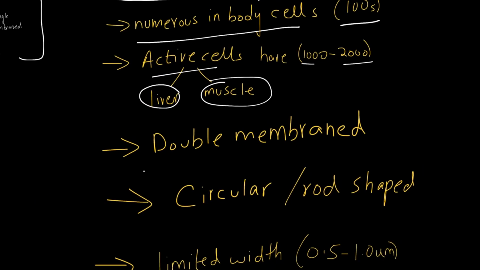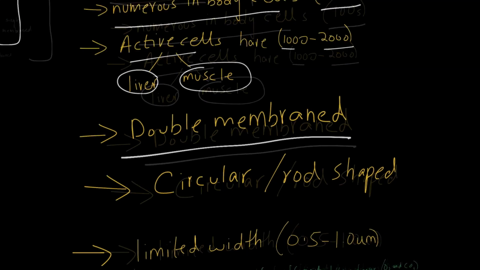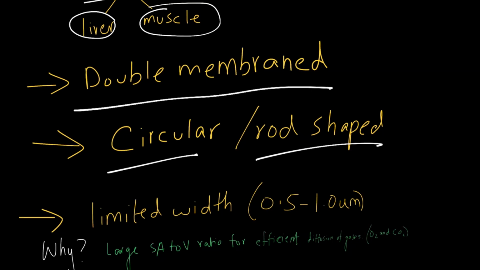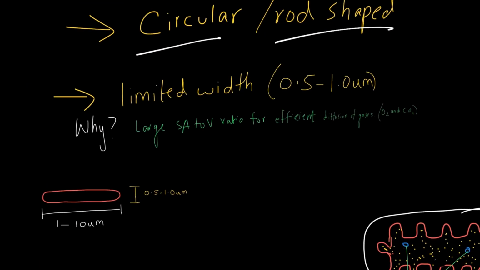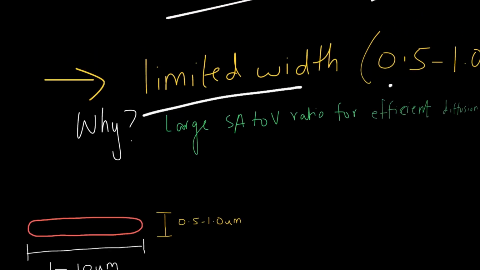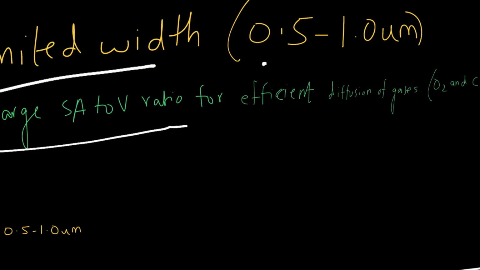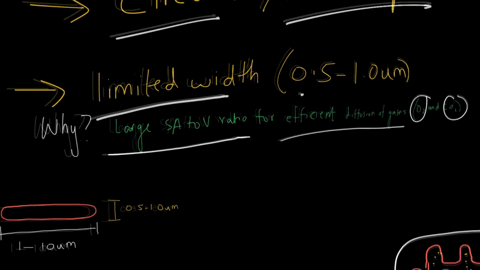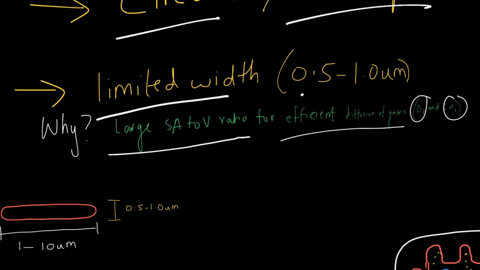So first of all, it's a double membrane organelle. Secondly, it's either circular or rod shaped, and we'll see how. It has limited width, like 0.5 to 1 micrometer. And why it has limited width is to provide a large surface area to volume ratio, and that helps in the efficient diffusion of gases, which is mainly oxygen and carbon dioxide, which is responsible for all the active energy changes that take place throughout the cell.